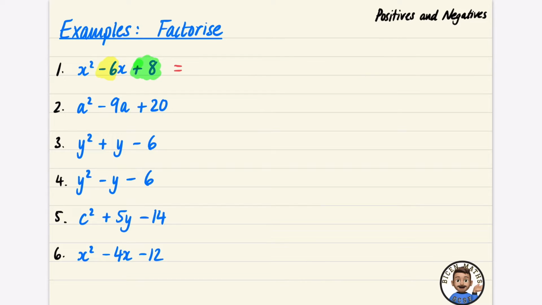So when you think about the number 8 and we're wanting it to multiply to positive 8, it could either be negative 1 and negative 8, or it could be negative 2 and negative 4, but we want them to add to minus 6. These add to minus 9. These are the ones that add to minus 6. So when we write this out, we don't write x plus minus 2. We just write down x minus 2 and x minus 4.